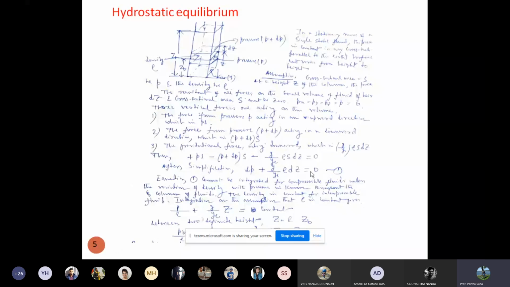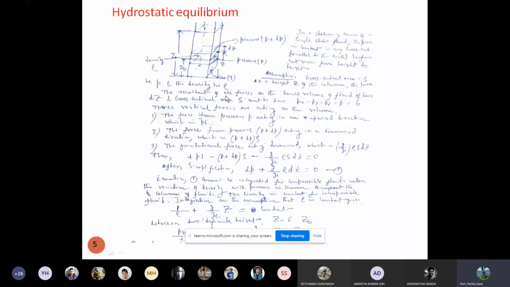In a stationary mass of a single static fluid, the pressure is constant in any cross section parallel to the earth's surface, or the horizontal surface, and varies from height to height. So what are the assumptions we have made? The cross sectional area of that liquid column is S. At a certain height Z of the column, the pressure is P, and the density of the liquid I have assumed is rho.